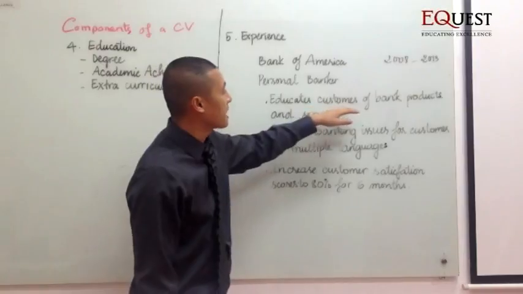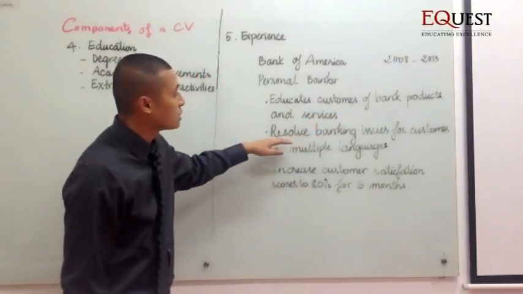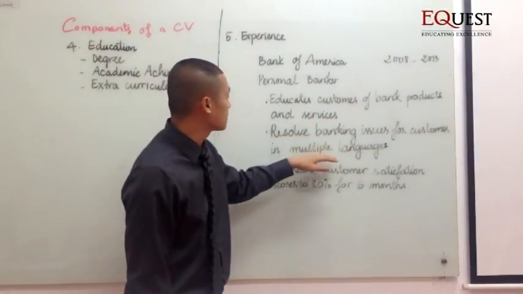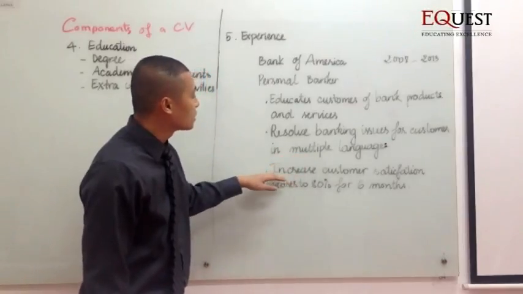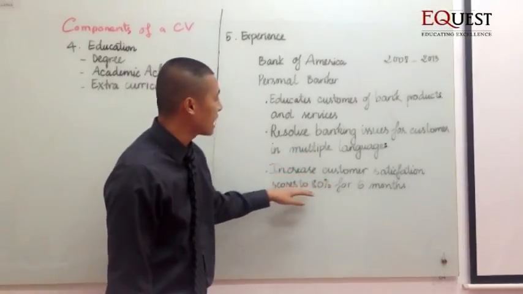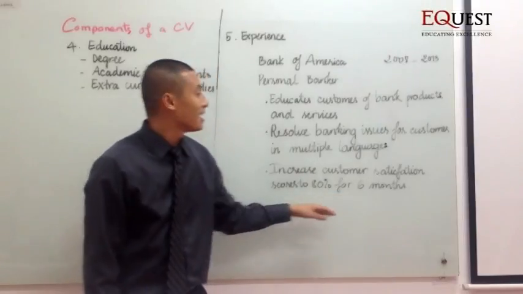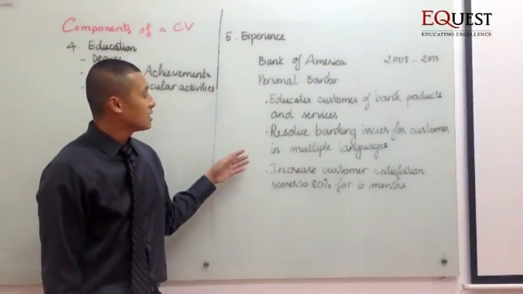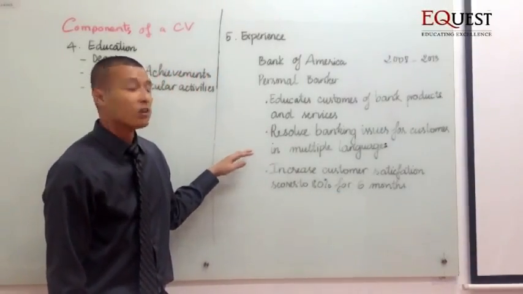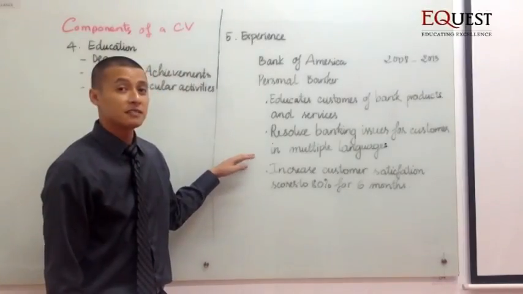Now, notice how when he lists the job description, he used action verbs to start out the sentence. Educate customers of banking products and services. Resolve banking issues for customers in multiple languages. Increase customer satisfaction scores to 80% for 6 months. Now this is a great technique to list the job description and also list the accomplishments that you've done during the job.